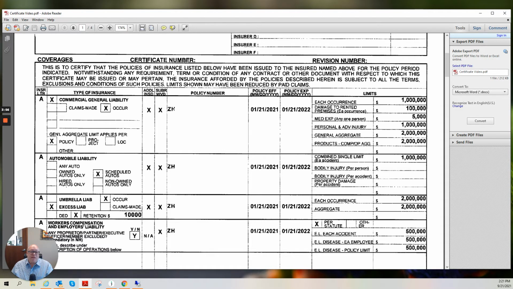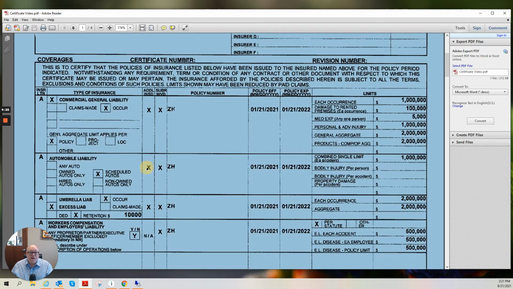Hired meaning if you rented a vehicle or a truck or something. Non-owned meaning if your secretary went to the bank with a deposit, she used her personal auto during work time. You could be brought into a lawsuit if there was an accident and somebody was hurt. So also any auto, that includes hired and non-owned auto. So that's the best one. Not every company will give that to you in every situation, and it might cost a little bit more.